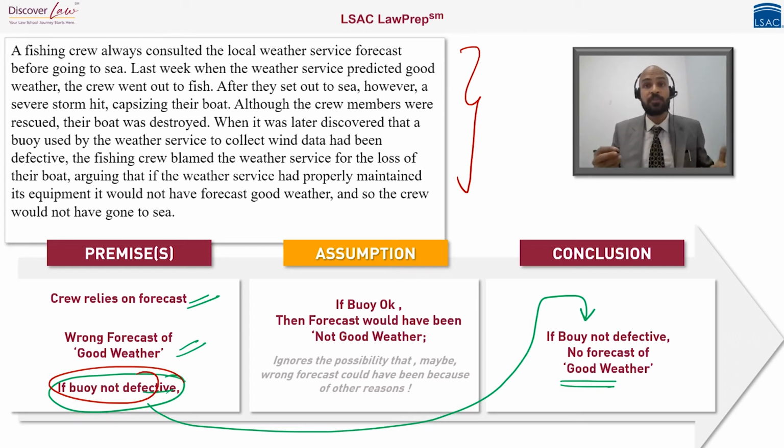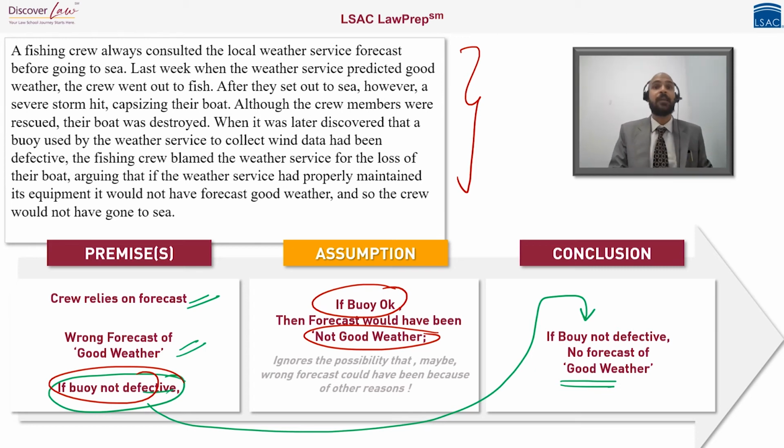Maybe it contributed to it, but you cannot say that if this were okay, then no good weather would have been forecast. There are many reasons that could have contributed to this wrong weather forecast. Okay, and therefore this is the assumption. Now we know what the missing step here is, and let us look at the options and see if we can pick the right answer.